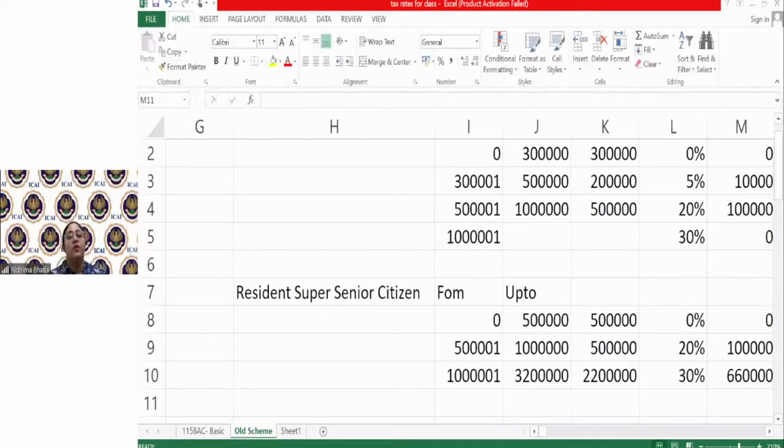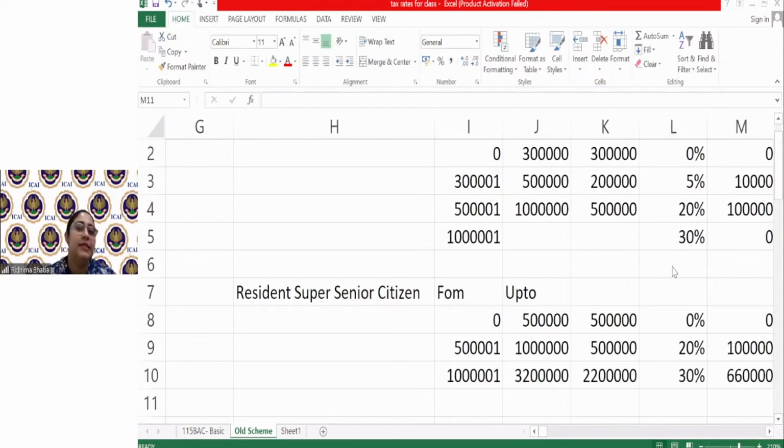The basic exemption limit is 3 lakhs. And for a resident super senior citizen, the basic exemption limit is 5 lakhs. Senior citizen: 0 to 3 nil, 3 to 5, 5%, 5 to 10, 20%, and above 10, 30%. For resident super senior citizen, there is no 5% slab: 0 to 5 nil, 5 to 10, 20%, and above 10, 30%. Remember, this is only a concept applicable in old scheme.